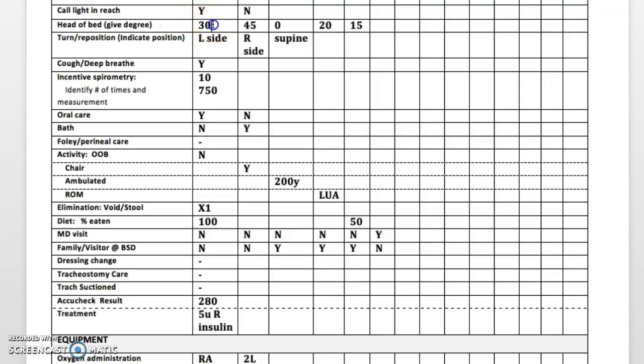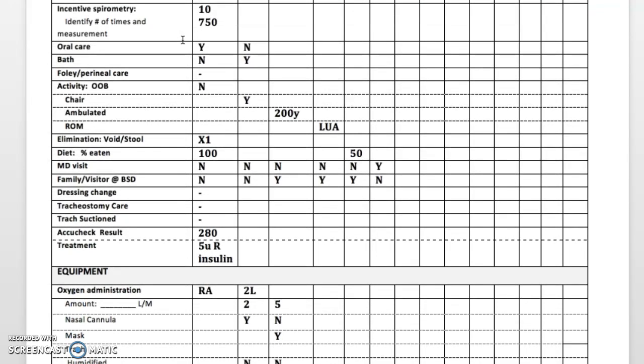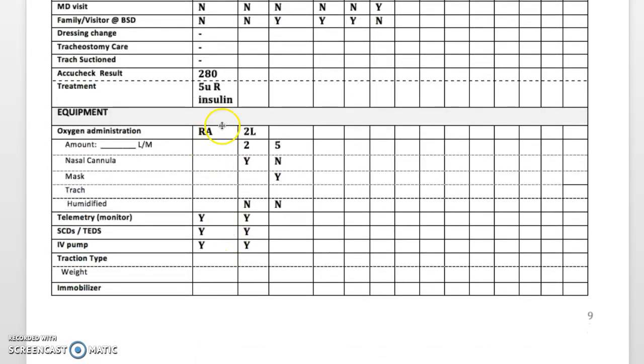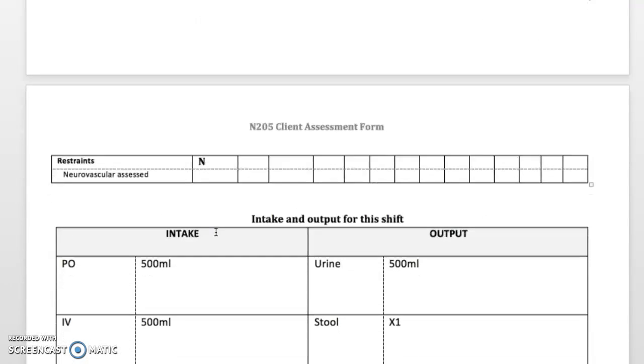Head of the bed, you need to give the degree, so 30 or 45 degrees. And same with turn and reposition. Were they on their left side, right side, supine? It's just good nursing documentation to say which side they were on. And AccuCheck result, what the result was and how much insulin they got. And then oxygen administration, were they on room air, 2 liters. Telemetry, are they on the monitor? Do they have SCDs on? You can write yes or no.